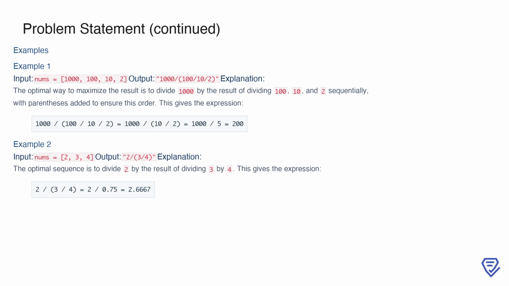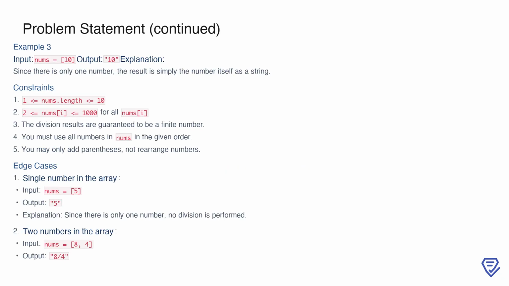In the second example, the input is 2, 3, 4. The output is 2/(3/4). Here, dividing 3 by 4 gives 0.75, and dividing 2 by 0.75 results in approximately 2.6667. Again, this grouping gives the maximum value. Another example is when the input array contains just one number, such as 10. In this case, the output is simply the string 10, as no division is needed.